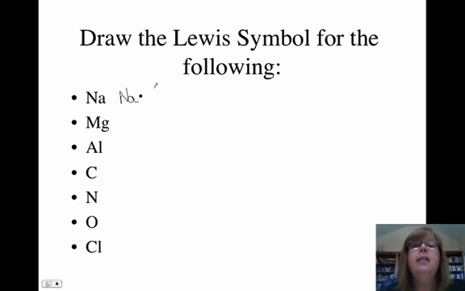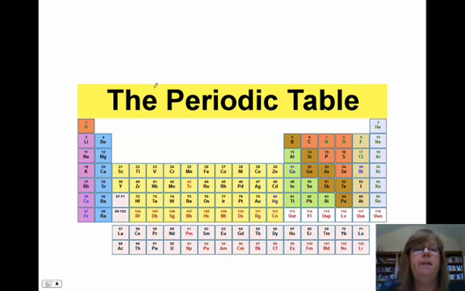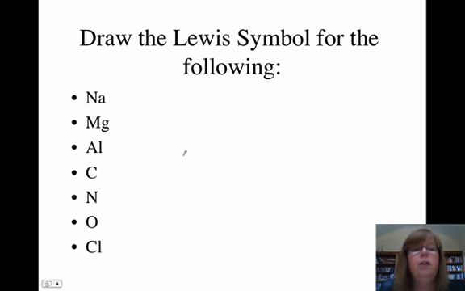All right, let's go to magnesium. How many valence electrons does magnesium have? Here is magnesium, atomic number 12. It has 2 valence electrons. So what you'll do for magnesium is draw the symbol over here. Here's 1 valence electron, and here's the second. All right, let's go to aluminum.